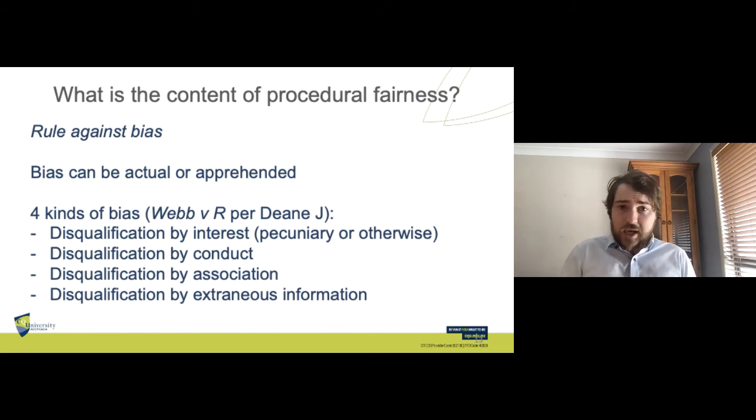Disqualification by association. So, for example, a spouse stands to gain a material interest based on the decision, something like that. There's clearly a connection there, which is going to be problematic. And lastly, disqualification by extraneous information. So if it's clear that a decision maker is taking into account, for example, irrelevant considerations, that might clue us on to the fact that the decision maker is biased in some way as well.